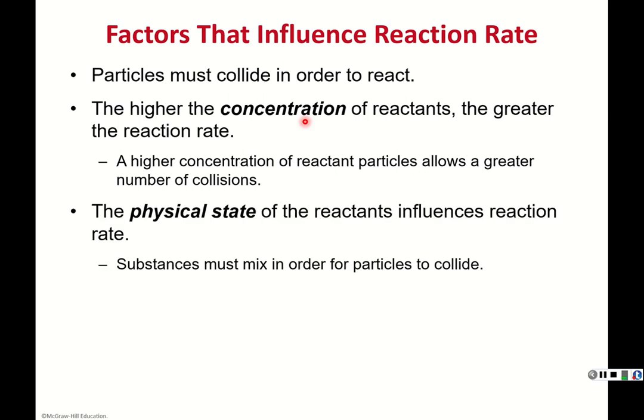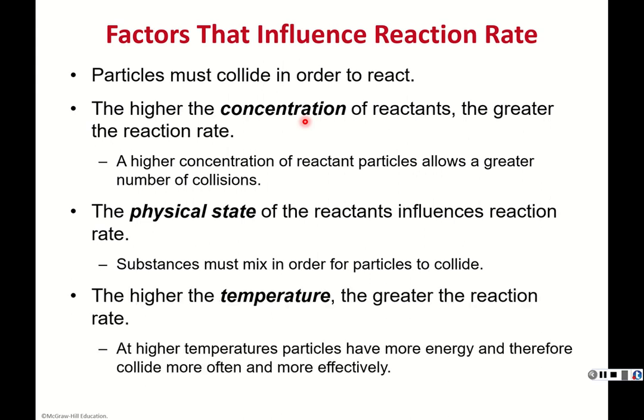Okay, the physical state of the reactants also influences the rate. Substances have to mix, right? If they have to collide together, they have to mix in order for the particles to touch and collide. So with two solids, they would have to touch each other, and then the reaction would only happen on the faces that are touching. So things like a liquid or a gas that can easily mix together will typically have much faster rates.